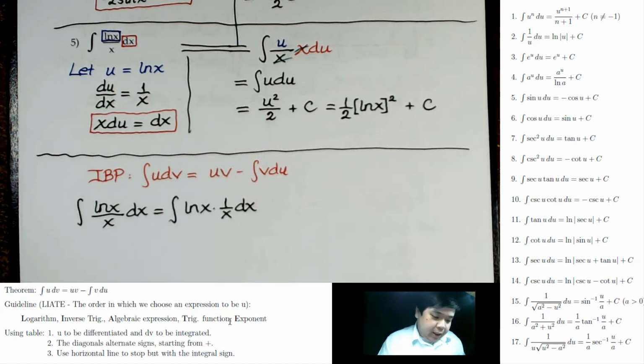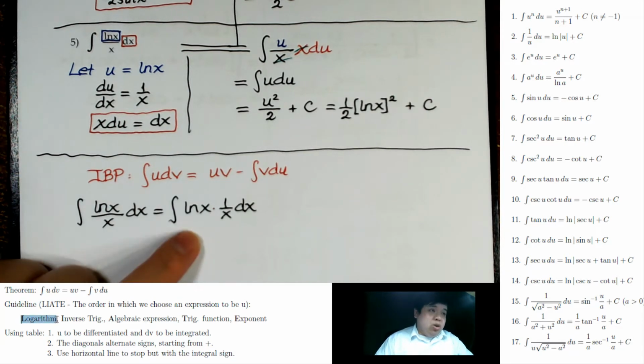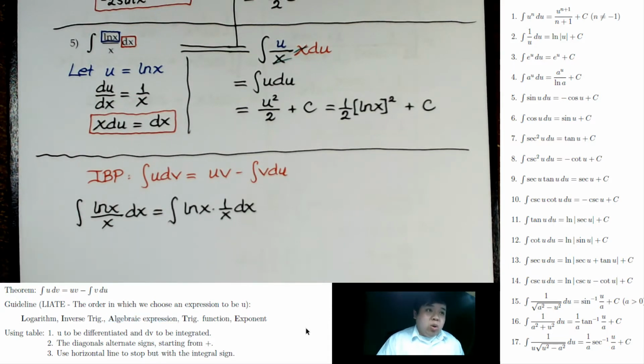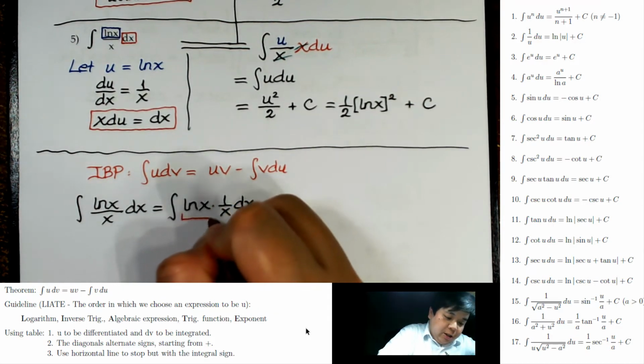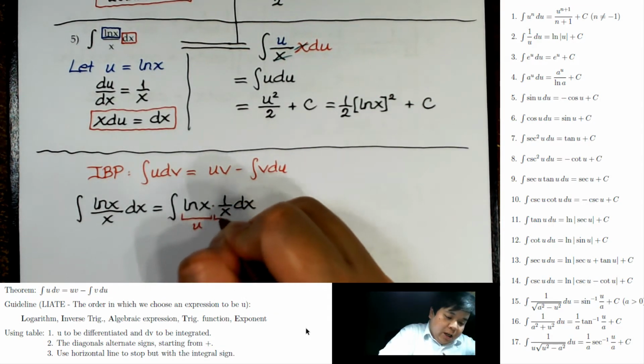Right. So let's see. On that list, we check first. There's log. So yes, that will be u. If we don't have log, we go to inverse trig, and then we go to algebraic expression, and then trig, and then exponent, in that order. So in this case, this is going to be u, and this is going to be dv.